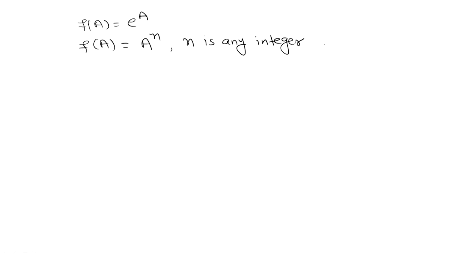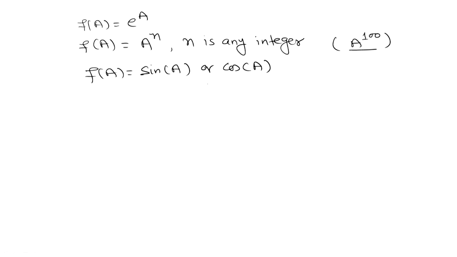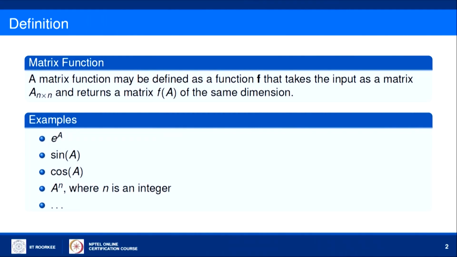For example, if someone asks you to calculate A raised to power 100, which is not easy because you have to multiply the matrix A 100 times. Another may be the trigonometric functions of A, for example sine of A or cos of A, or hyperbolic functions and many more. That is, the polynomials of A. So these are the examples of matrix functions.